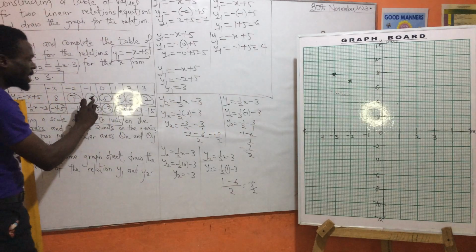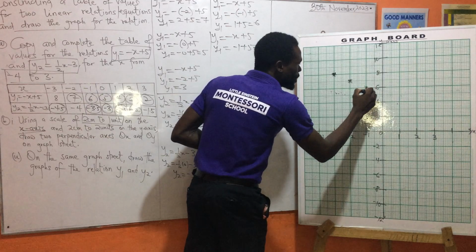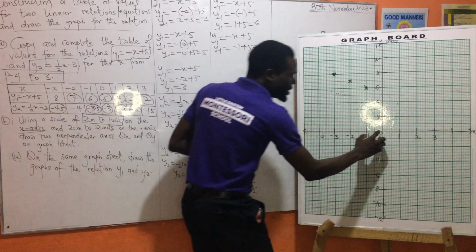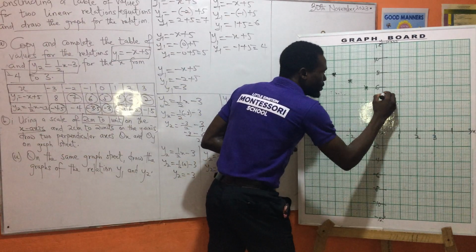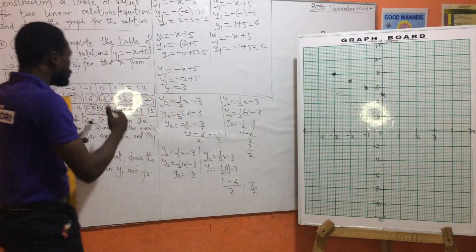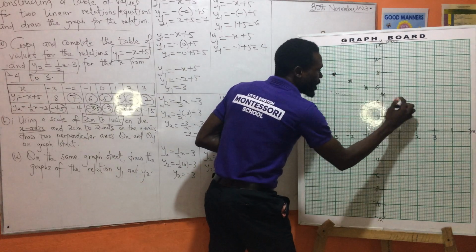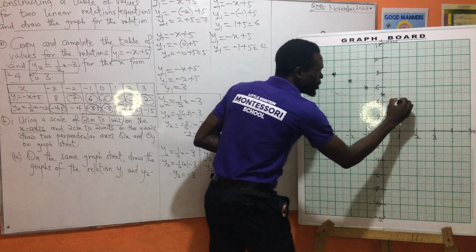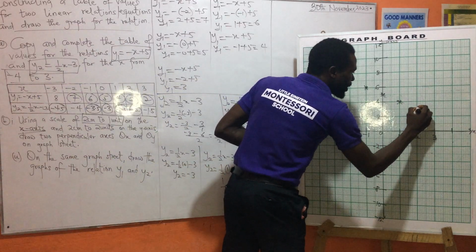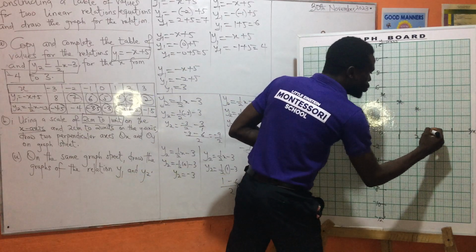Then negative 1, 6. Here. Nicely. Then 0, 5. This is 0, 5 on the y. Between 4 and 6 gives you 5. Then 1, 4. 1 on the x, 4 on the y. They meet here. Then 2, 3. Here. Then 3, 2.